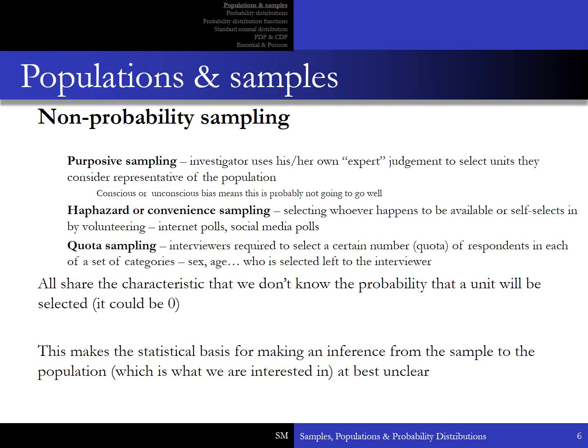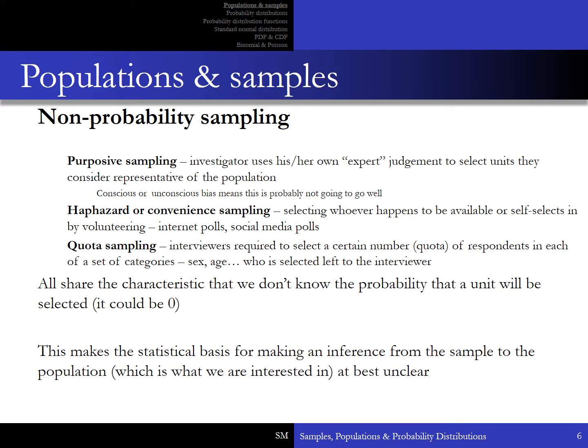Sampling is not synonymous with probability sampling. There are also non-probability ways of sampling. Let's consider 3 of these. Firstly, purposive sampling. In purposive sampling, the investigator uses his or her own expert judgment to select units they consider representative of the population. Unfortunately, conscious or unconscious bias means that this is probably not going to go very well. As people often say, what could possibly go wrong?